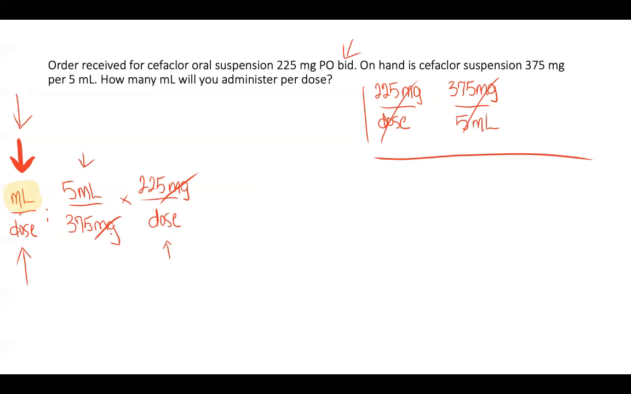So I'm going to do my math straight across. 5 times 225 equals 1125. 375 times 1 is 375. 1125 divided by 375 is 3. And my unit of measure is over here. Again, remember I wrote it at the very beginning of the problem. 3 milliliters per dose.